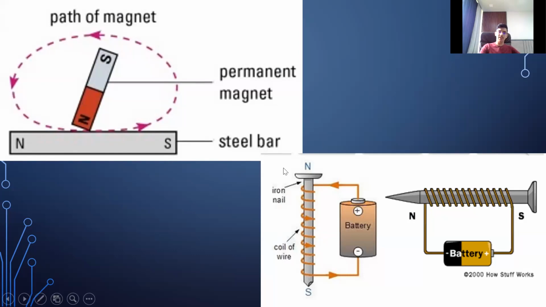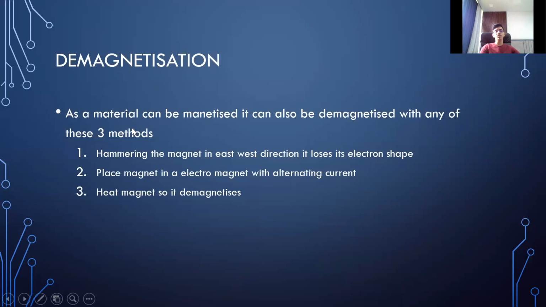Here is a soft magnetic material. Here they use an iron nail, which is a soft magnetic material, and a coil of wire. It provides a DC current, which is the direct current. It is only moving in one direction from positive to negative in a conventional flow, which is making the electrons get a uniform structure. We looked at magnetization, but you can demagnetize a material as well.